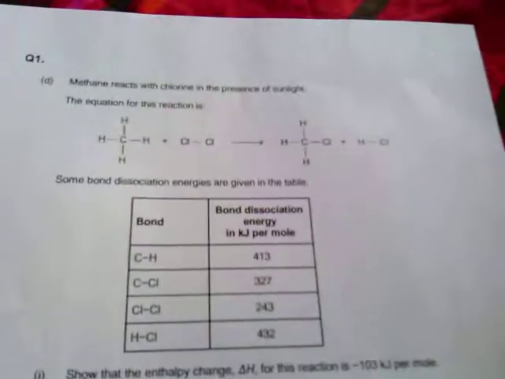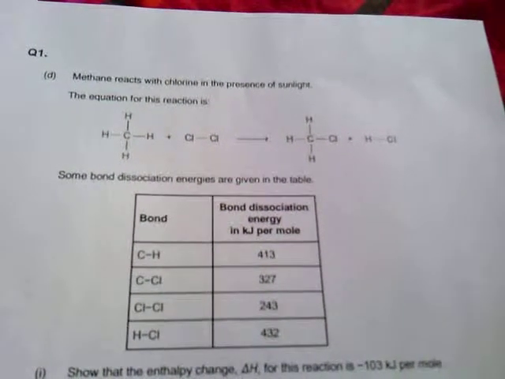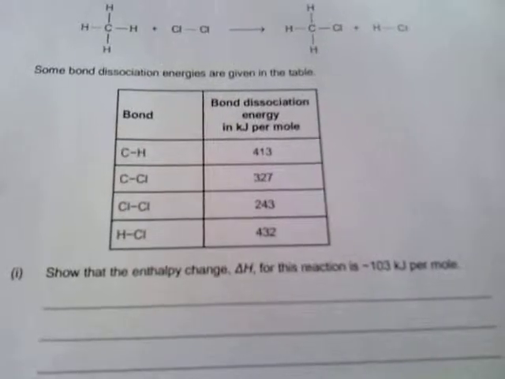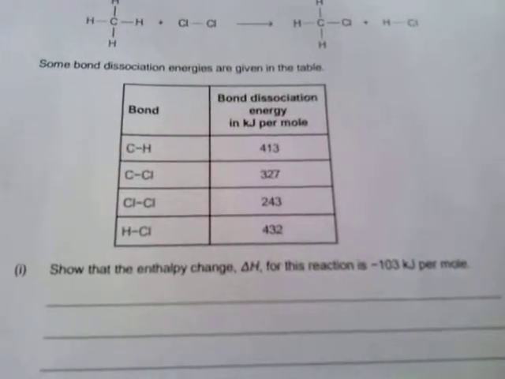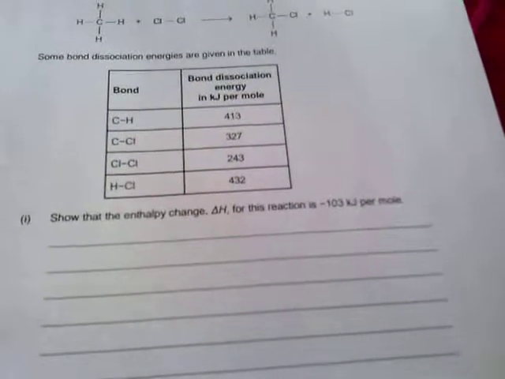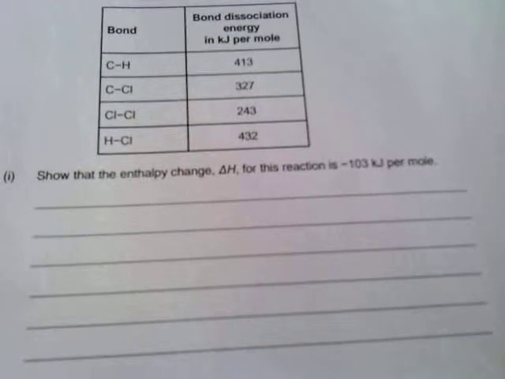So, here is an exam question. We're told that methane reacts with chlorine in the presence of sunlight and we're given the reaction. Some bond dissociation energies are given in the table below. So they will always give you this data, they don't expect you to memorise these numbers. And the question says, show that the enthalpy change, delta H, for this reaction is minus 103 kilojoules per mole. Now what's quite nice is that they've given you the answer, so you know what number you're aiming for, and that's always a good clue.